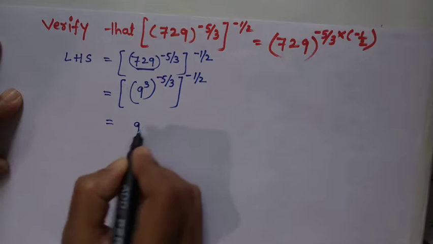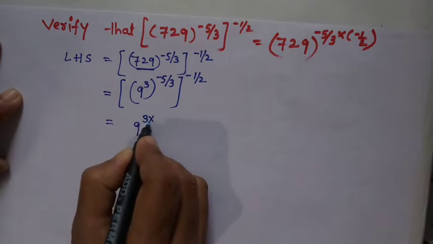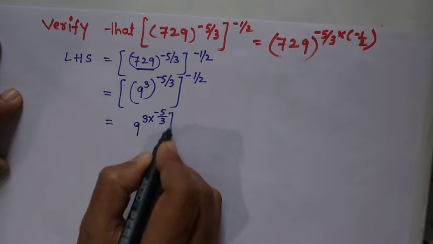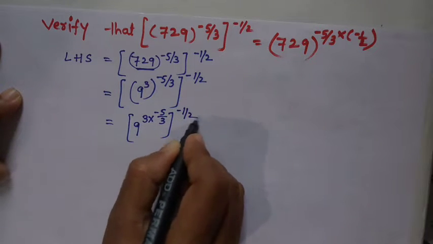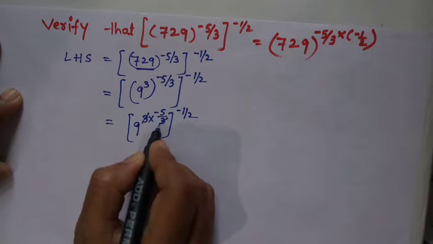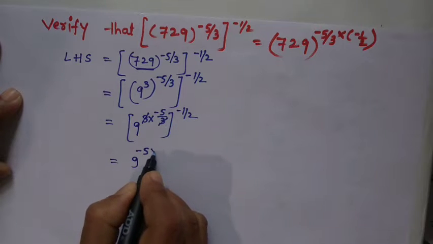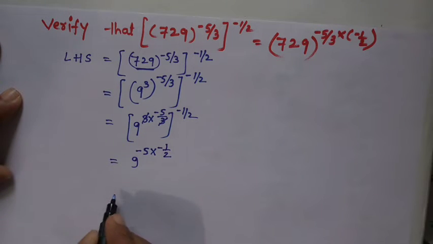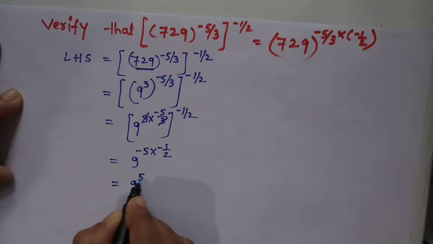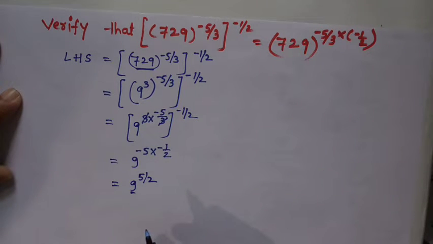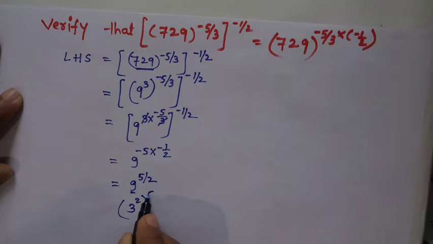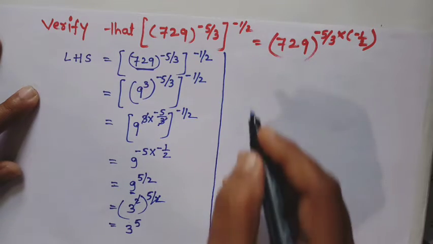Now again this will be power to the power. So 9 to the power 3 into minus 5 by 3, then whole to the power minus 1 by 2. Now 3 gets cancelled. This is 9 to the power minus 5 and again power to the power, so minus 5 into minus 1 by 2. So this will become 9 to the power 5 by 2. Now see, 9 is the square of which number? This is the square of 3. So 3 square to the power 5 by 2. So 2 cancels.